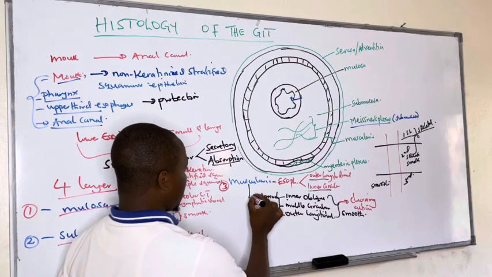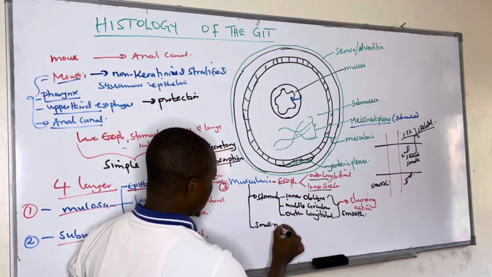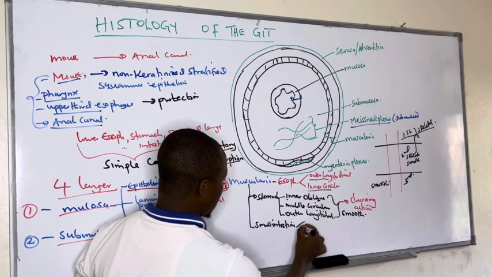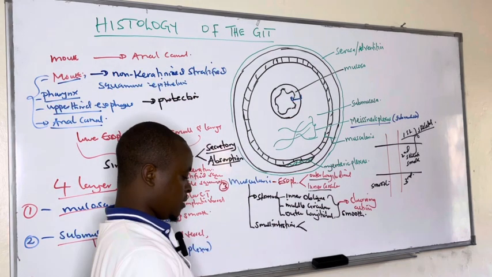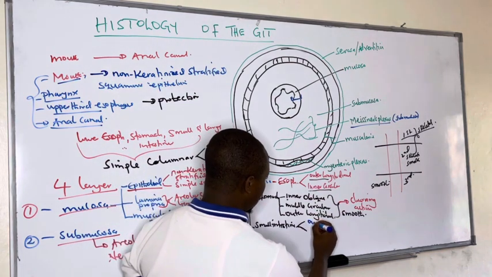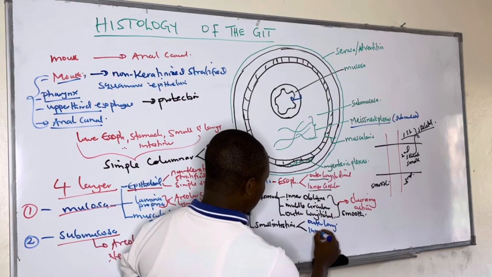Then when we go to the small intestines, we are going to see it has also only two layers: the outer longitudinal and the inner circular.